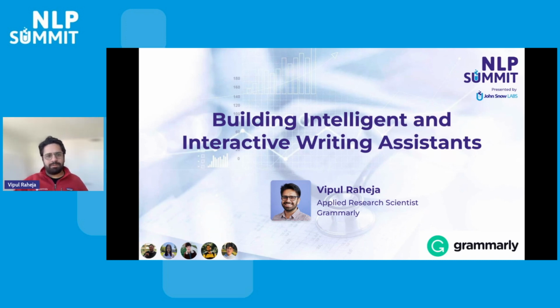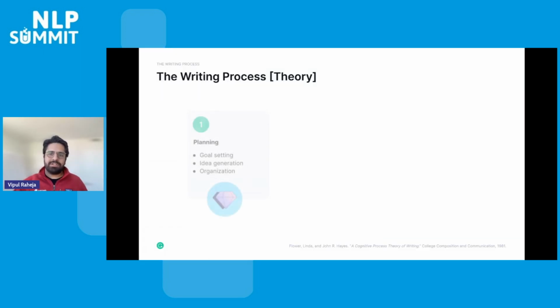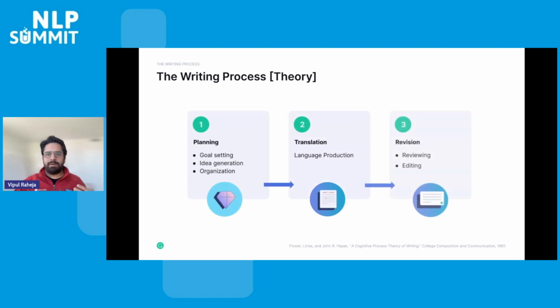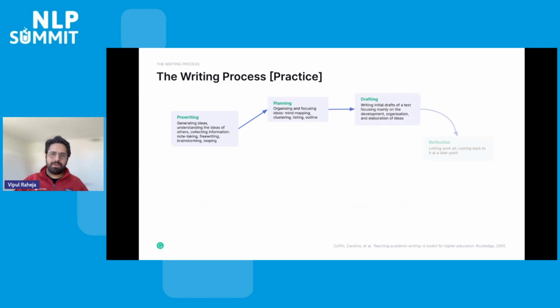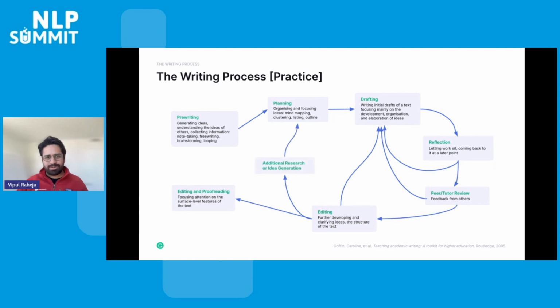This work has been done together with my excellent coworkers and collaborators over the past year. So to kick things off, let's talk about the writing process to lay down a framework of what people do when they write. There has been extensive research done on the theory of writing dating as far back as the 80s. It describes writing as a complex and effortful cognitive task where writers balance and orchestrate three different cognitive processes: planning, translation, and revision. However, contrary to the theory, in practice, the writing process is not so simple and linear.